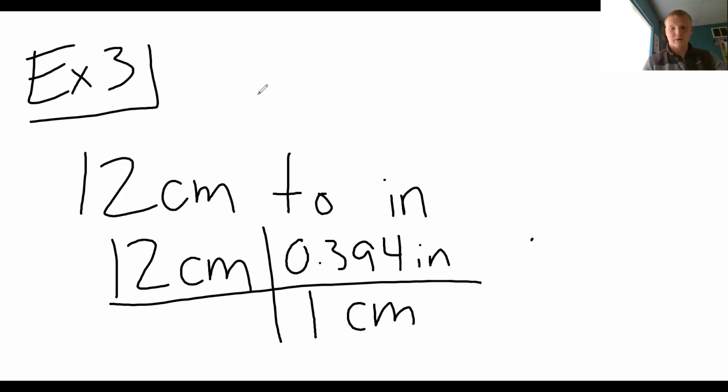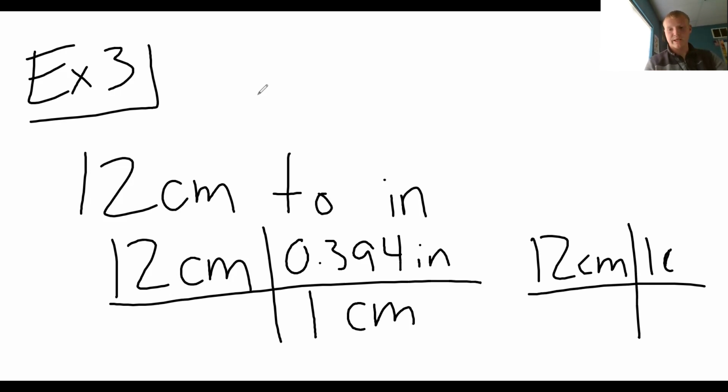So I could have done 12 centimeters times 1 inch divided by 2.54 centimeters. And when I do that on my calculator, it's going to give me the exact same answer. So 12 times 0.394 is going to give me 4.728 inches. And if I do 12 divided by 2.54, it also gives me 4.72.